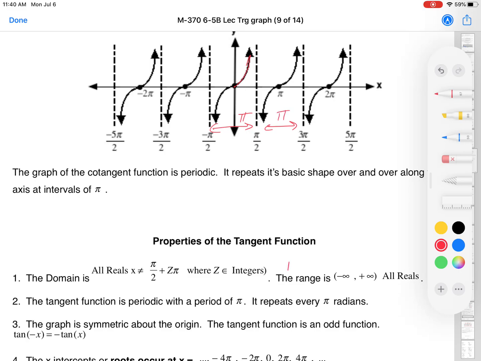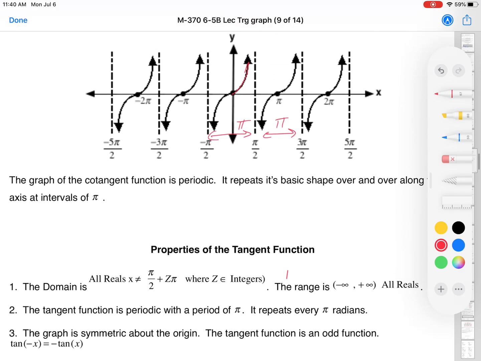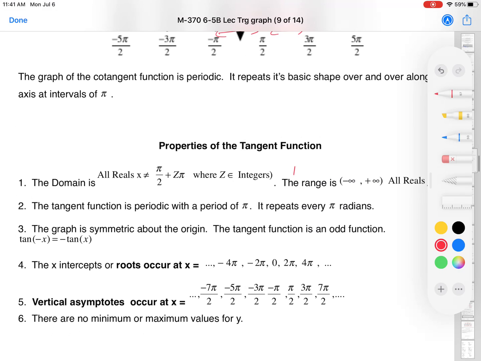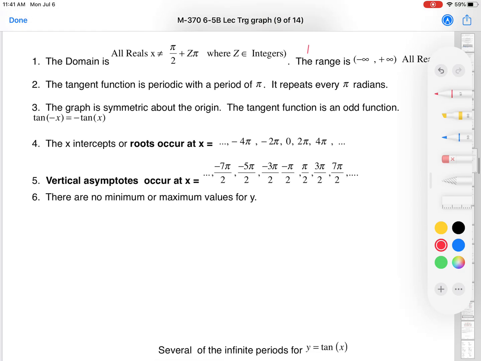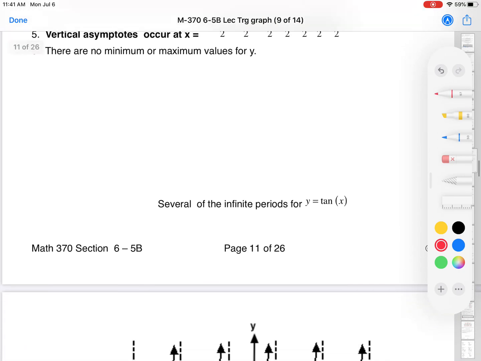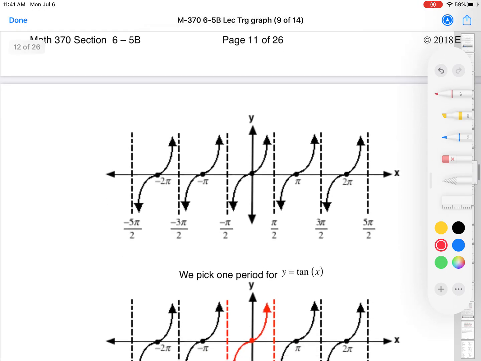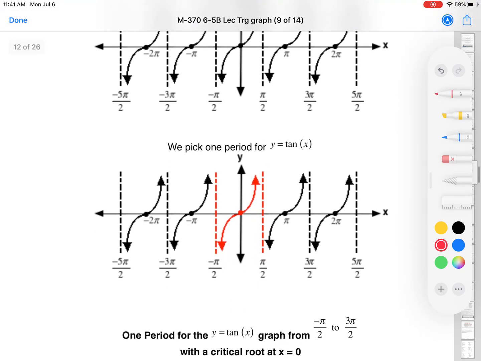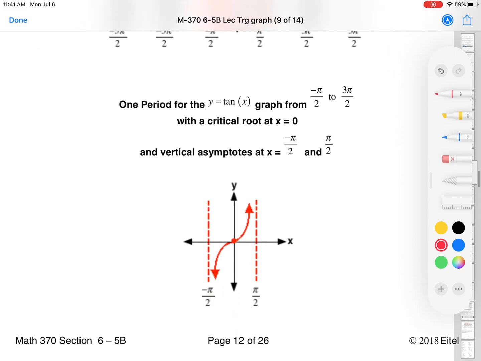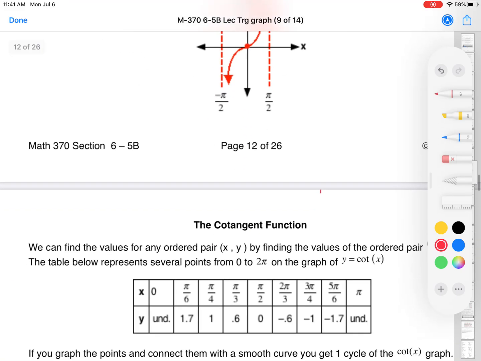And then it talks about how it's an odd function. Makes sense, it's symmetric about the origin. And then it names the x-intercepts like we've done and the vertical asymptotes. And there's no maximum or minimum values. And so that's what it looks like. There's a single period of it. And that's what we got.